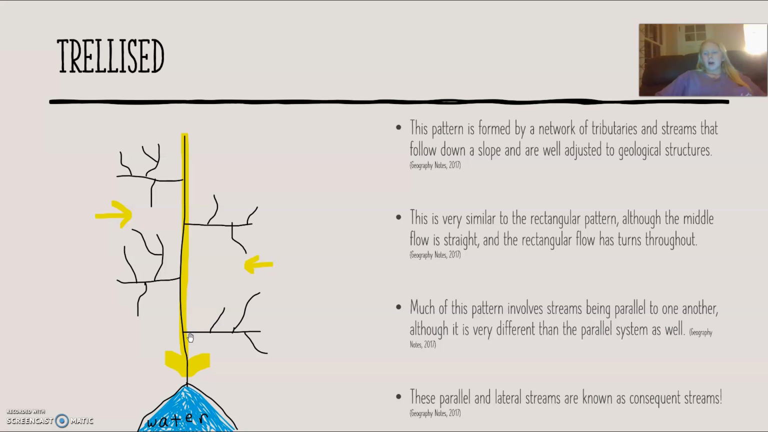Much of this pattern involves streams being parallel to one another, although it's very different from the parallel system as well, which is the one we just recently looked at, and it had long branches that flowed all the way down into the water. And the parallel and lateral streams found here are known as consequent streams.